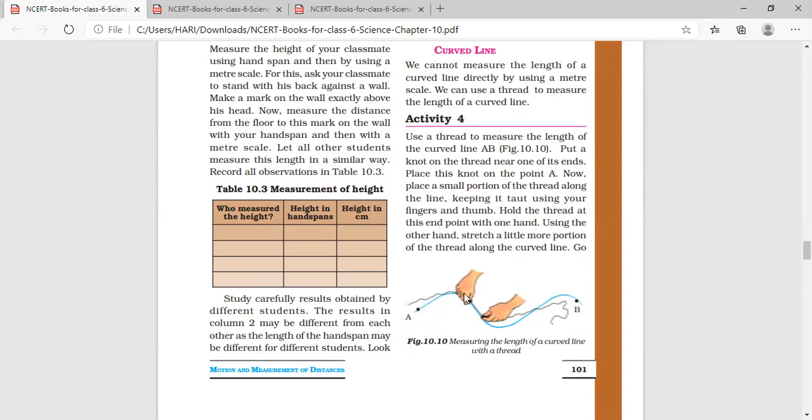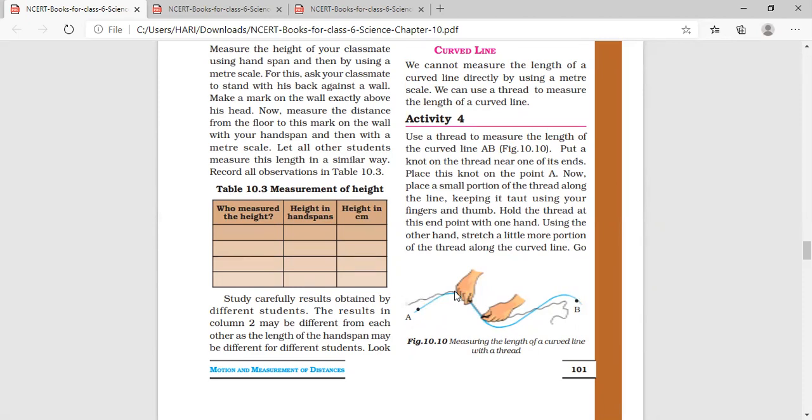Now place a small portion of the thread along the line. You will keep a small portion of the thread along the line. Stretch the thread using fingers and thumb. Now we will measure a small portion of the curved line. Up to which portion we are measuring, at that end point we will keep the thumb.